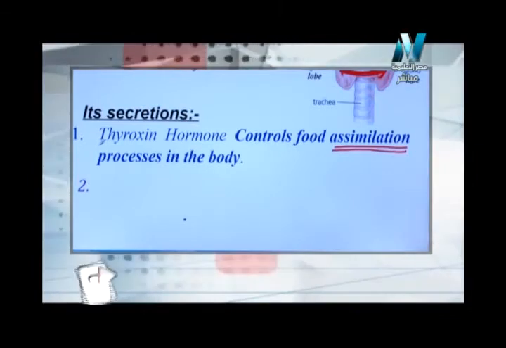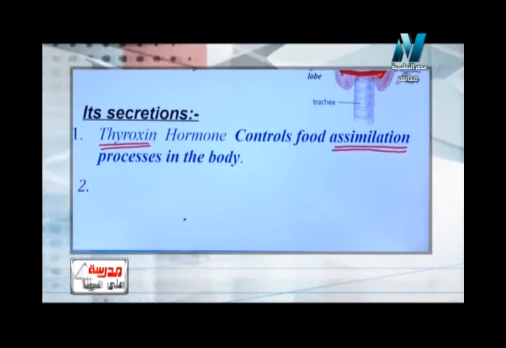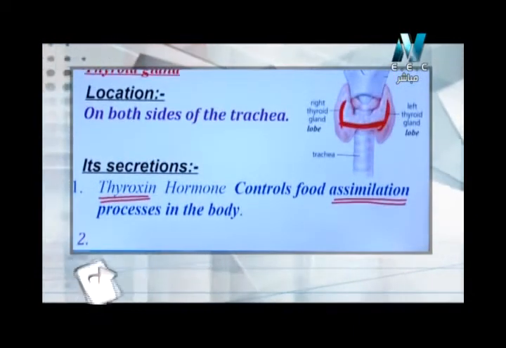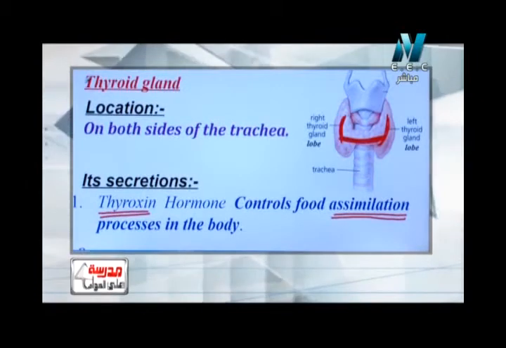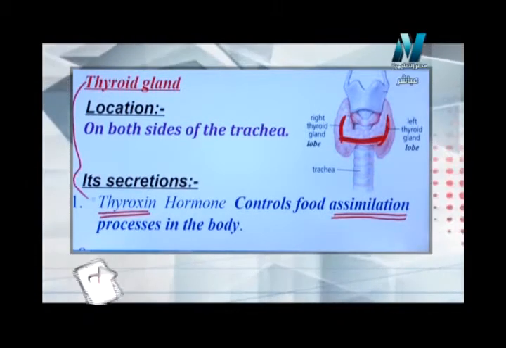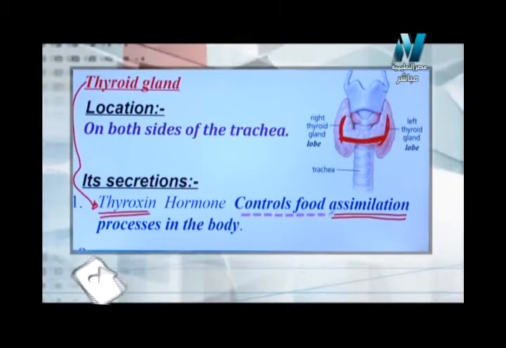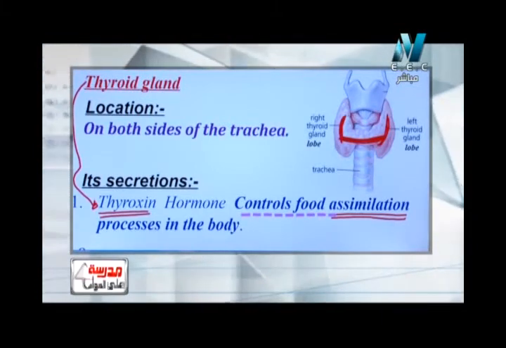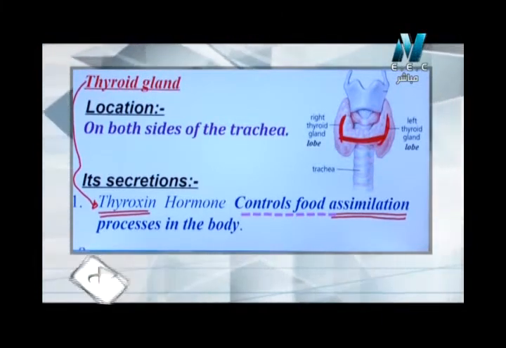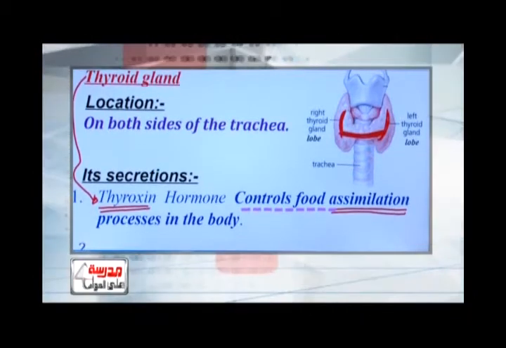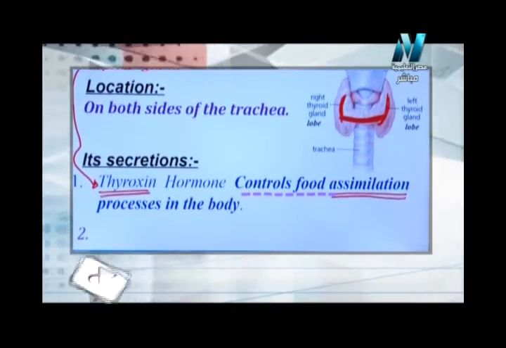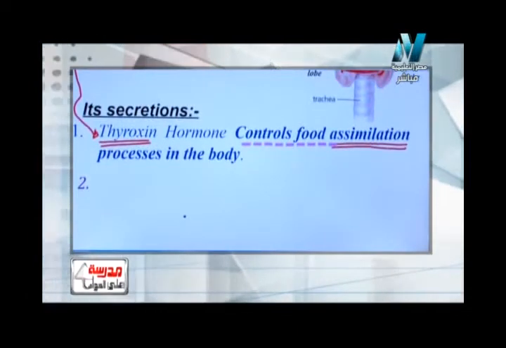يعني الثايروكسين هرمون is secreted from thyroid gland. بيطلع من الثايرويد gland. And its function is to control food assimilation. Food assimilation, which means control the releasing of energy from food. The first hormone. The second hormone is called what?